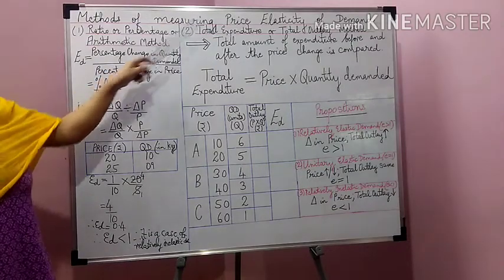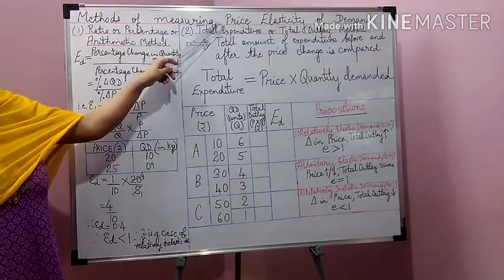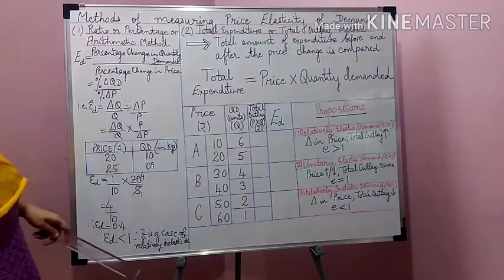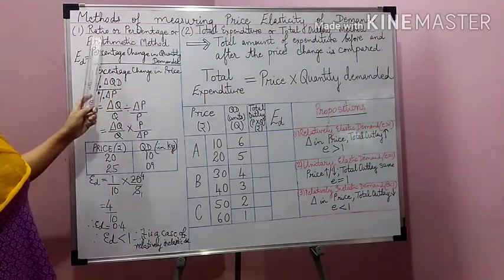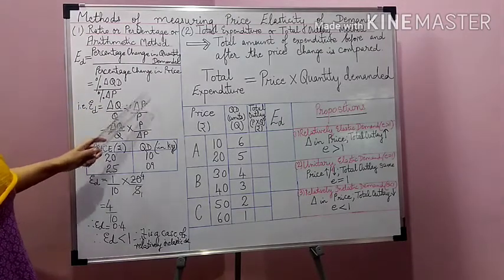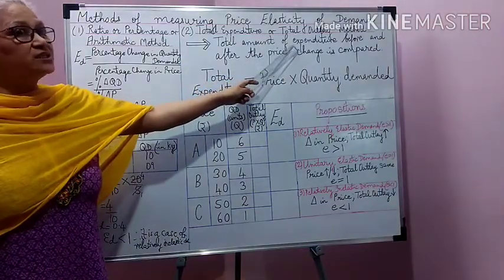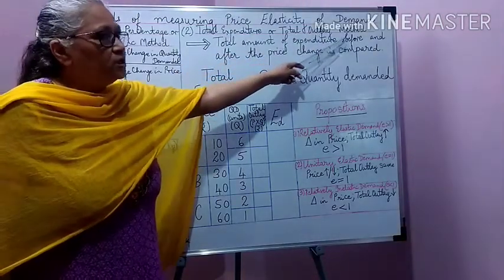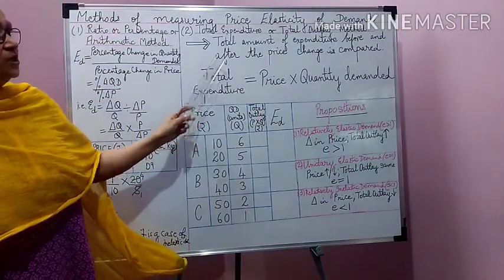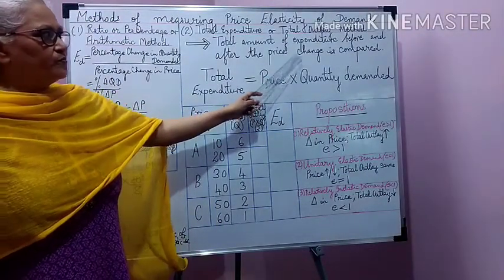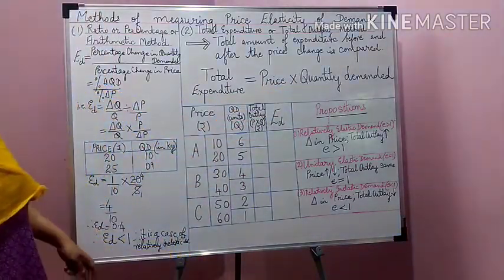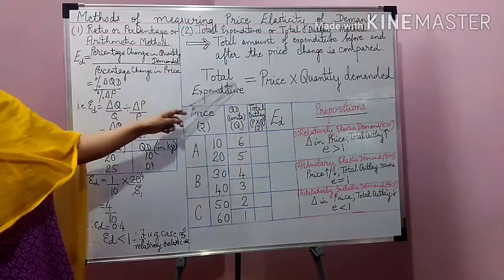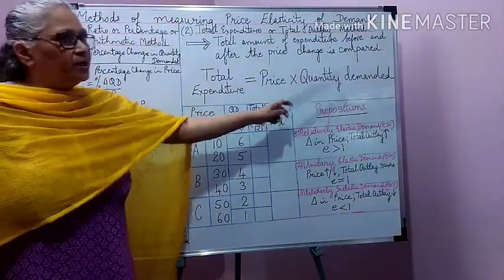The second method to calculate price elasticity of demand is known as total expenditure or total outlay method. Now in this case, we do not take ratios, but we take the total amount of expenditure before and after the price change, and we compare. How to calculate total amount of expenditure? Total expenditure is equal to price into quantity demanded.